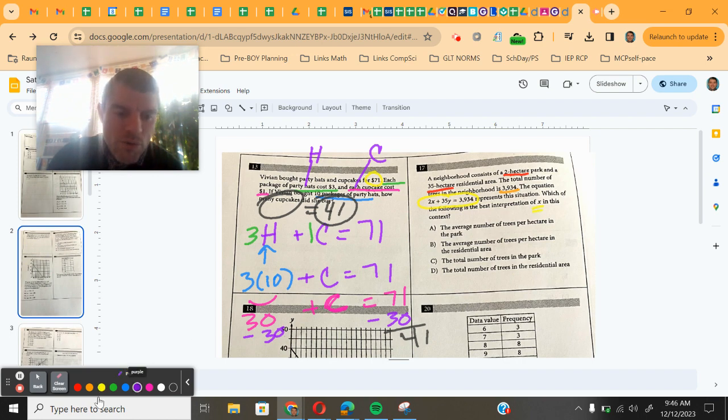So I know, where did I see 2 before? 2 goes with the park. So x should represent the number of parks. So let's take a look at the answer choices. I don't like when they have the word total. This is not talking about the total. It's talking about the number in the park. So it's A.